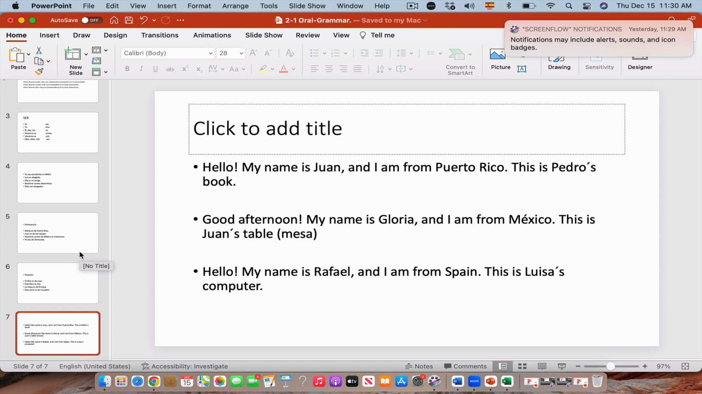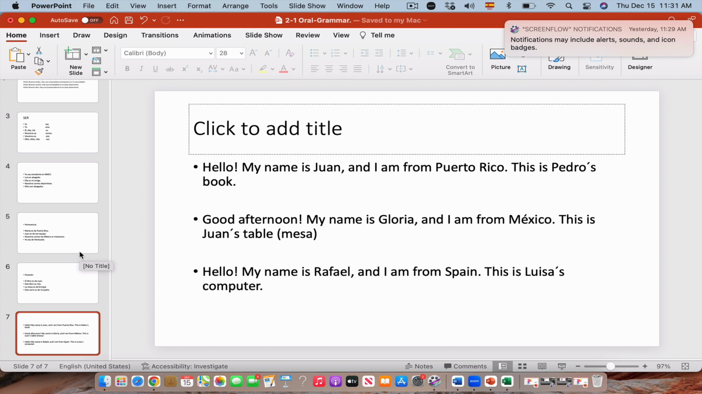Remember the structure we saw before. Yo soy de, from is de Puerto Rico. And then we have, this is Pedro's book. Okay? Este es el libro de Pedro. Este es el libro de Pedro. Remember the structure we formed with the possessive.